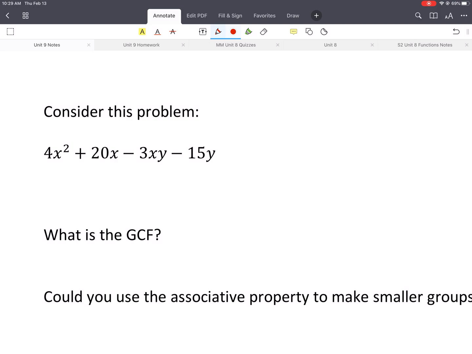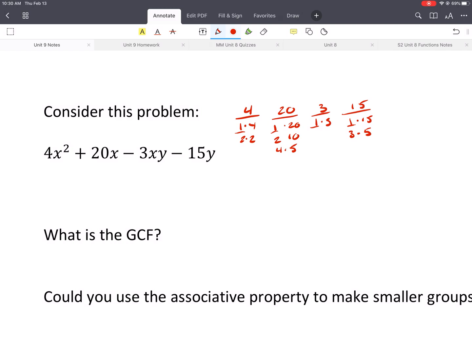And you'd look at that and say, well, we could do 4. Does 4 does 1 and 4 and 2 and 2. We could do 20. That does us 1 and 20 and 2 and 10 and 4 and 5. We could do 3, does 1 and 3 and 15. That does us 1 and 15 and 3 and 5. Okay, so we'd look at that and say, well, we have a 1 in all of them. There's not a 2 in all of them. There's not a 4 in all of them. So the greatest common factor is going to be 1. So we can't factor out any numbers.